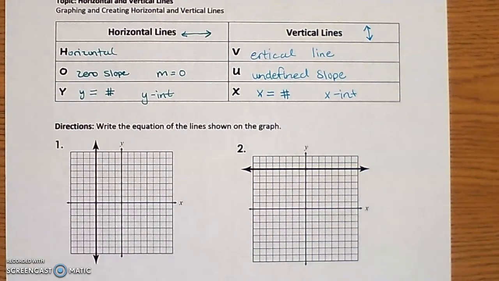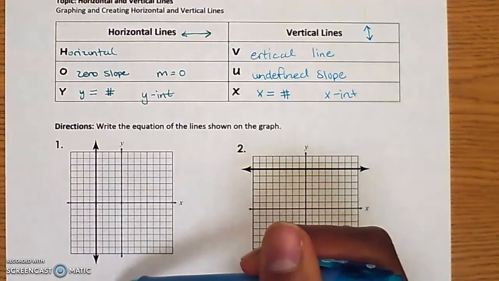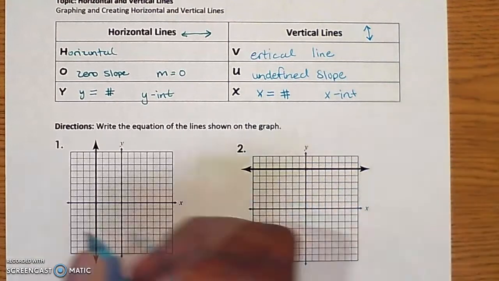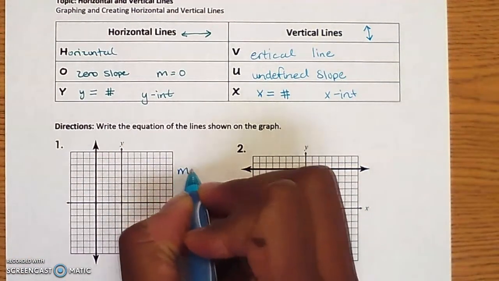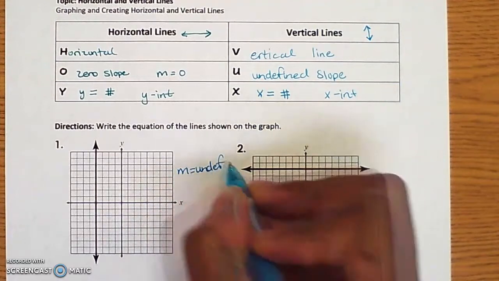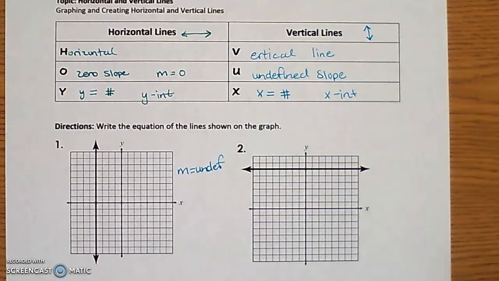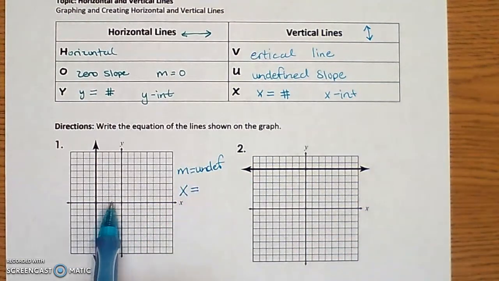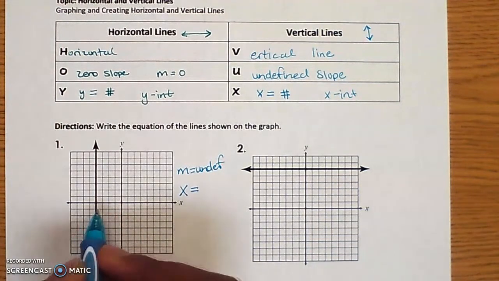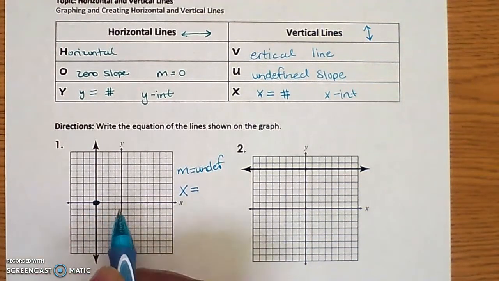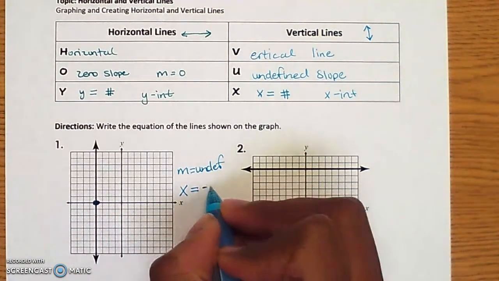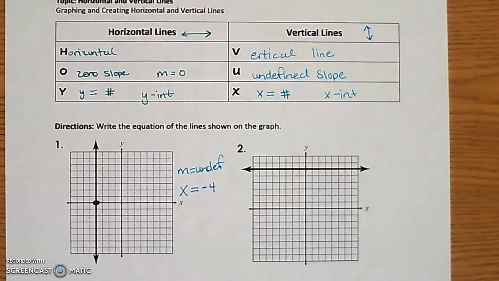If you look at number 1, notice in this case it is going up and down, so that is a vertical line. That puts us in this category over here. We know that since it is a vertical line, it's going to have an undefined slope. And then to find the equation of this line, we're going to have x is equal to the x-intercept. Notice this vertical line goes through -1, -2, -3, -4. So x is equal to -4. That's your answer.